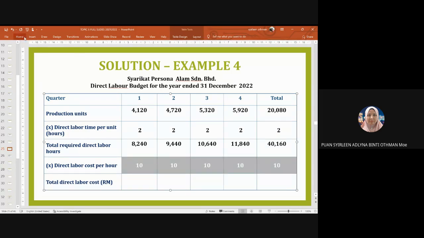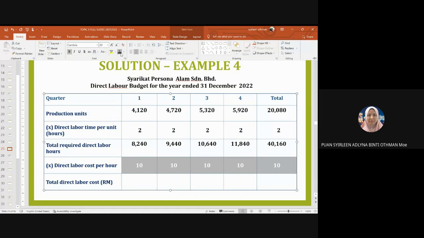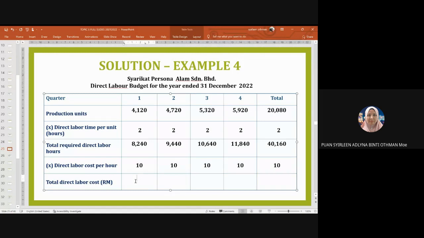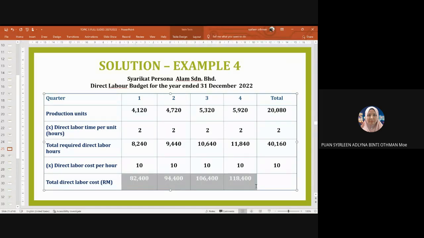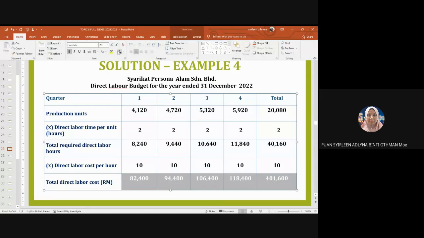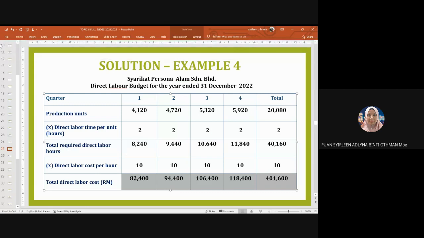So the wage rate is RM10, but you guys are all stingy. In your assignment, you pay labor only RM2. You'd have to be reported to the labor union. All these stingy manufacturers. Alright, so your total direct labor cost is the RM10 rate multiplied by the total required direct labor hours. Now I have my direct labor cost.